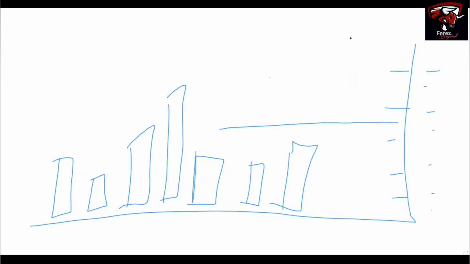This is line number 1. This is line number 2. This line is called ask. This line is called bid. Now, spread is the difference between the two.